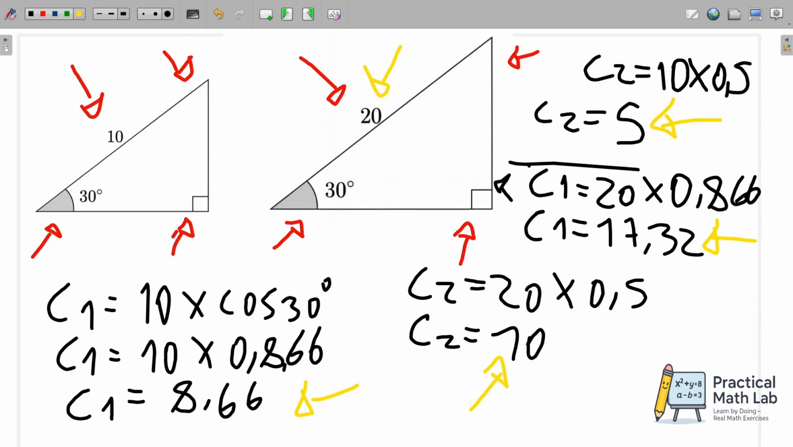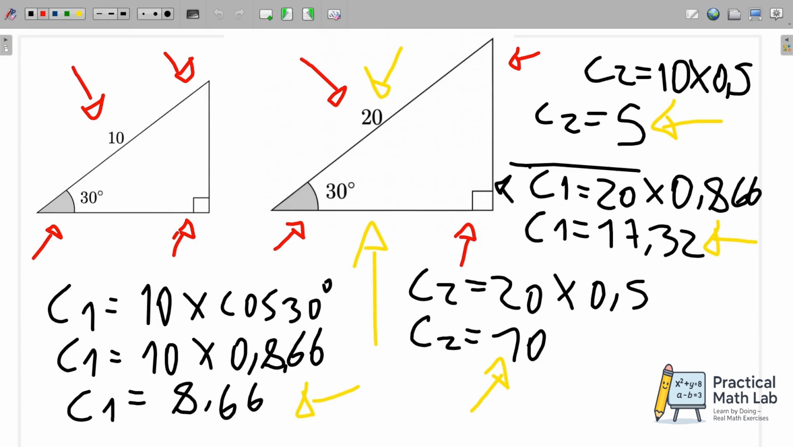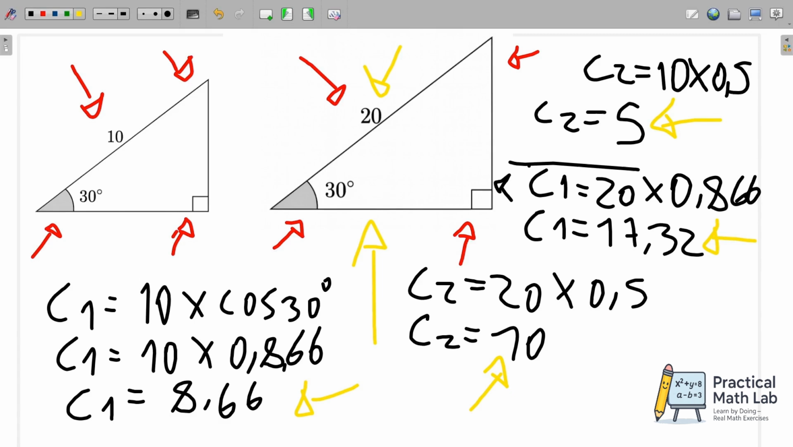They're proportional. If this triangle here were 50% bigger, if the hypotenuse were 15, all the sides would also increase by 50%. And so on. If it's 20%, if it's 30%, it's because they're similar triangles, so they have proportional sizes.